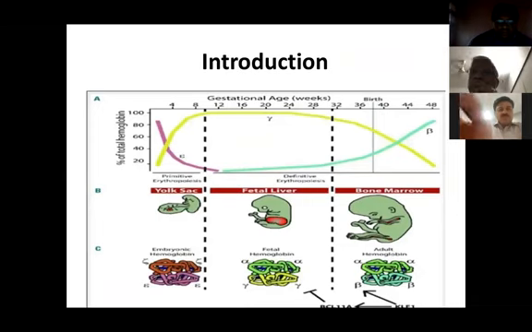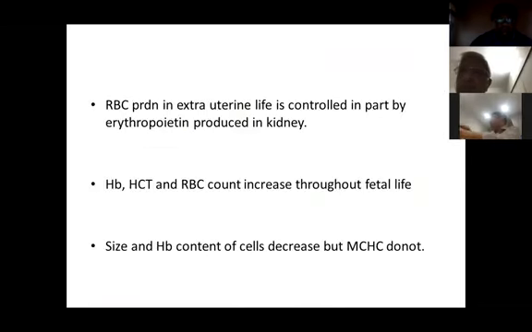It evolves initially as primitive erythropoiesis starting in the yolk sac. Until 10 weeks, erythropoiesis occurs in the yolk sac. From 10 weeks to 32 weeks, it takes place in the liver. And then subsequently from 32 weeks onwards, it starts in the bone marrow. So RBC production in extrauterine life is completely controlled by erythropoietin. It is mainly produced in the kidney. Erythropoietin is initially also produced in the liver and then goes on to the kidney.